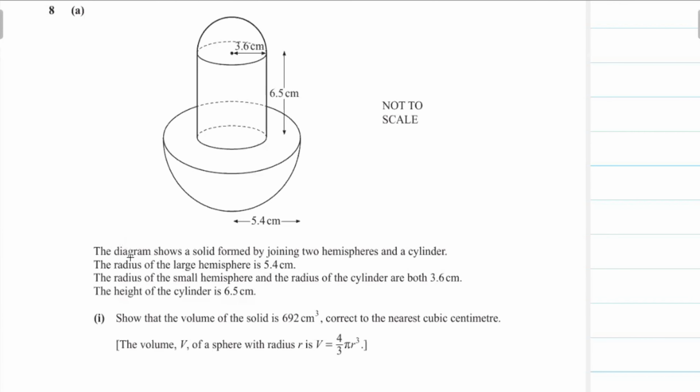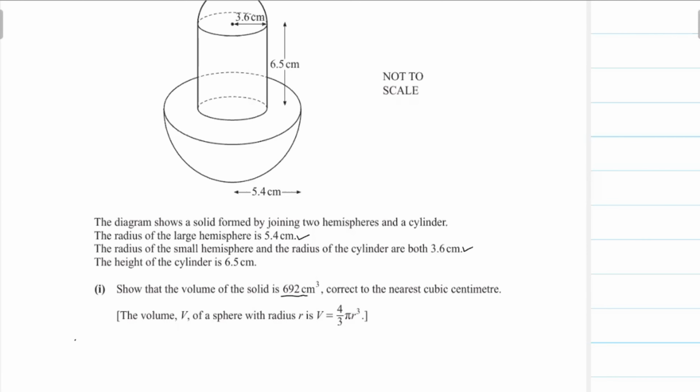Question number 8, part A. The diagram shows a solid formed by joining two hemispheres and a cylinder. The radius of the large hemisphere is 5.4 centimeter. Radius of the small hemisphere and the radius of the cylinder are both 3.6 centimeter. Show that the volume of the solid is 692 cubic centimeter, correct to the nearest cubic centimeter.